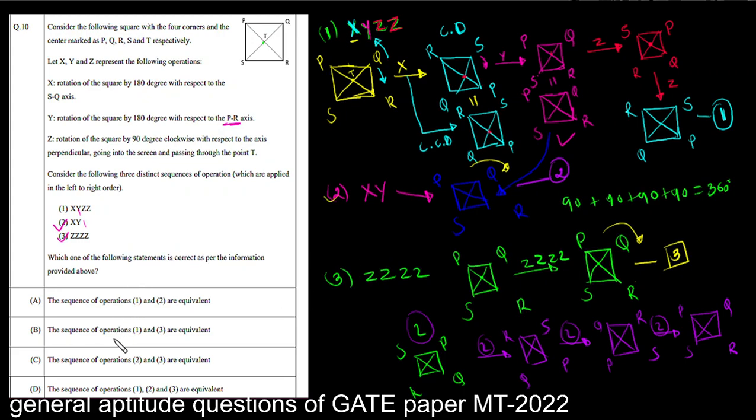Now look at the options. Option C says the sequences of operations 2 and 3 are equivalent. So we can say option C is the correct answer, because the result of sequence 2 is exactly identical with the result of the third sequence.